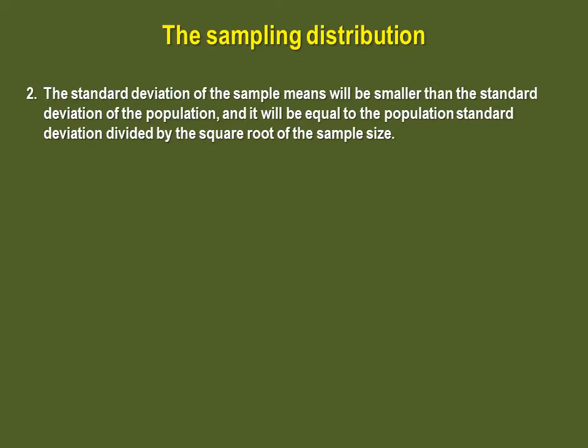The second property of the sampling distribution of means is that the standard deviation of the sample means will be smaller than the standard deviation of the population, and it will be equal to the population standard deviation divided by the square root of the sample size. Well, you'll agree with me that this is a rather long statement, so we'll split it in two and start with the second part. It states that the standard deviation of all our sample means is equal to the standard deviation of the population divided by the square root of the number of values in our samples.